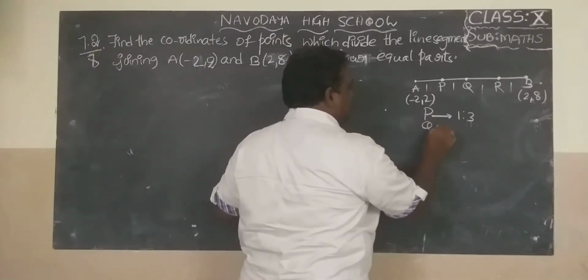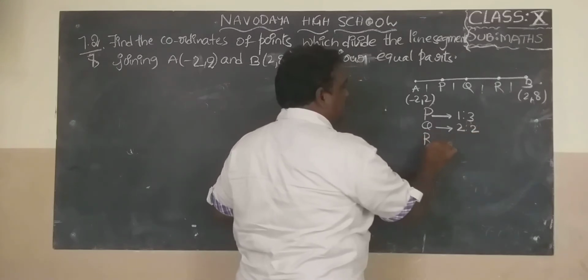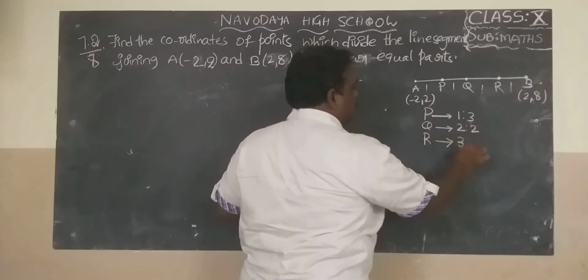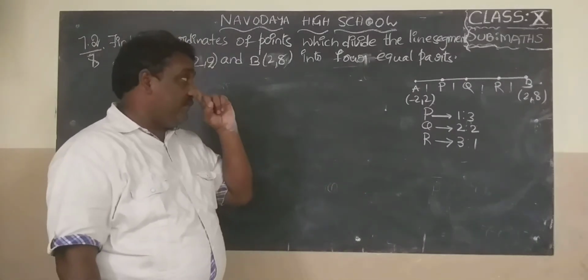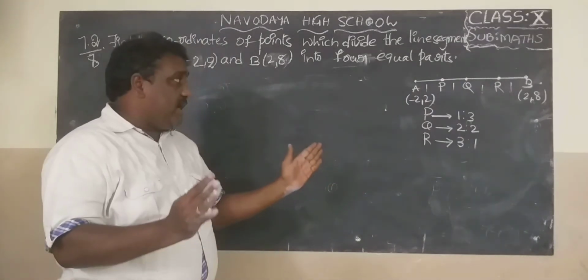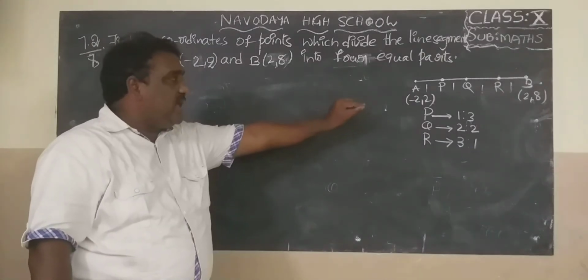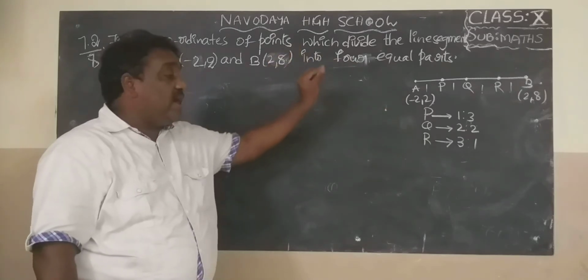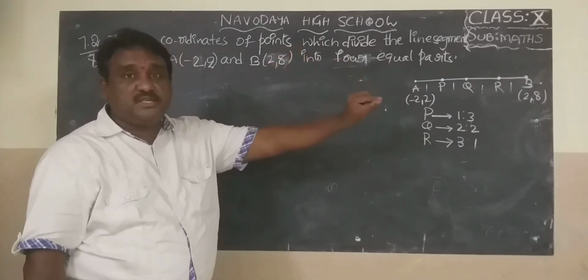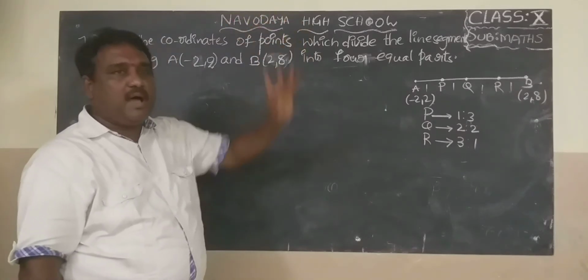Q divides AB in the ratio 2:2. R divides AB in the ratio 3:1. Okay, now here I want to apply the ratio formula. P divides AB in the ratio 1:3, Q divides AB in the ratio 2:2, R divides AB in the ratio 3:1. Then find out P, Q, R.